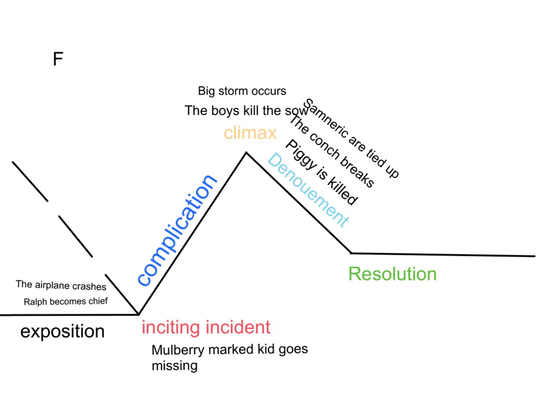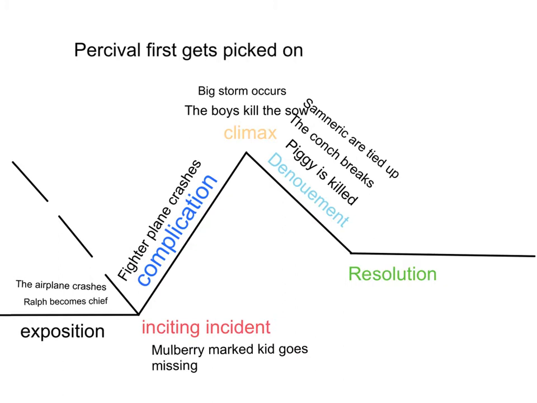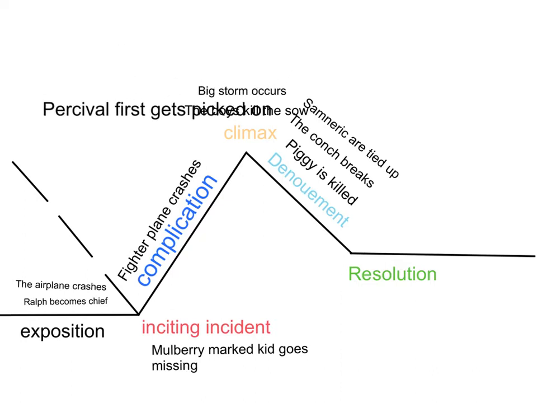But you might also see the fighter plane crashes. In which case you know that happens in the complication. There might be something about Percival Wemyss Madison. And Percival's the boy who always cries. And it might say something like Percival first gets picked on. And that also happens in the complication.